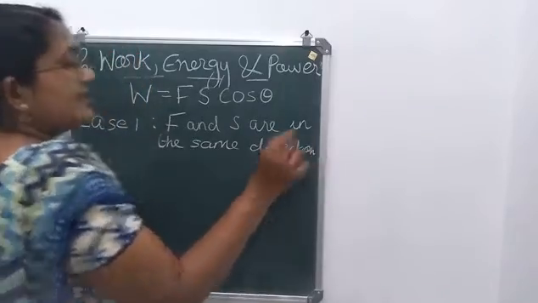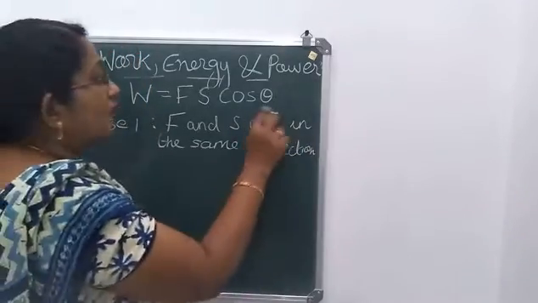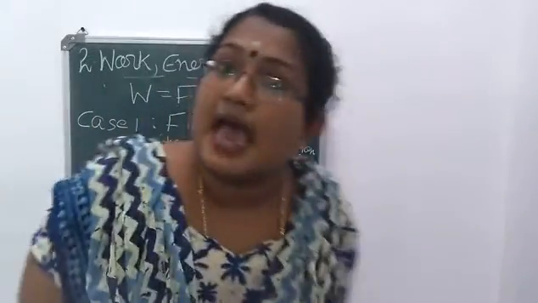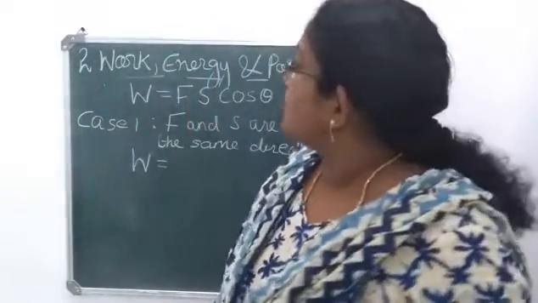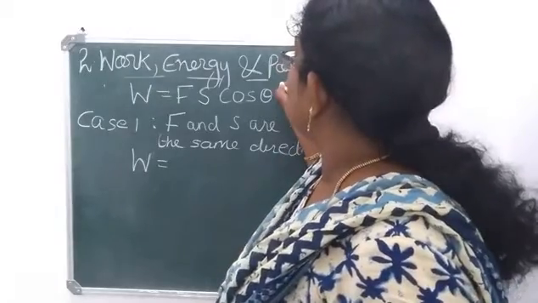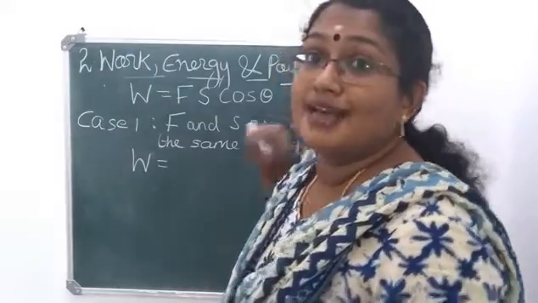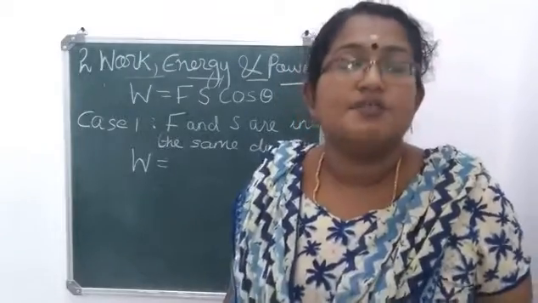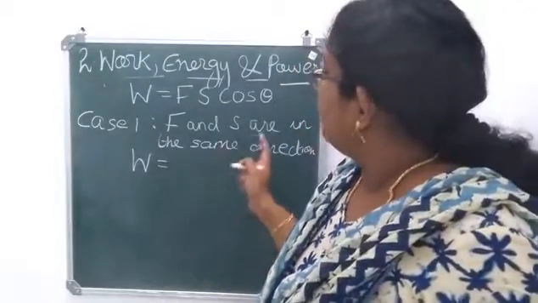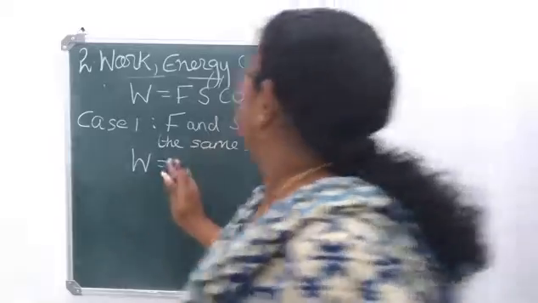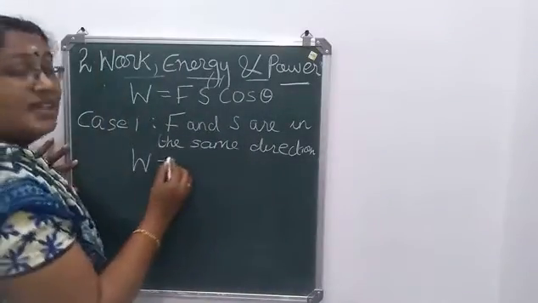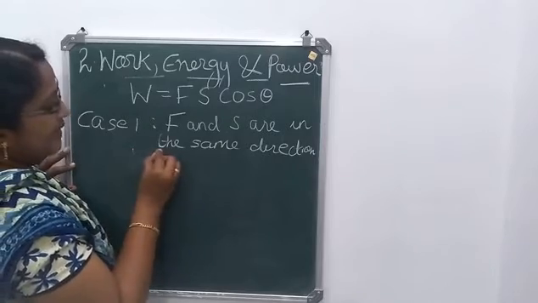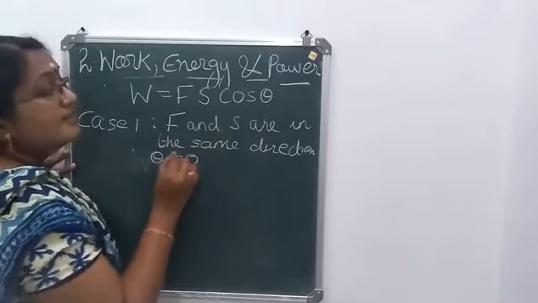If F and S are in the same direction, what about the value for theta? I told you theta is the angle formed between force and displacement. Force is like this, displacement is in the same direction. If both are in the same direction, there is no angle between F and S. That means theta will be equal to 0. If F and S are in the same direction, theta will be 0.